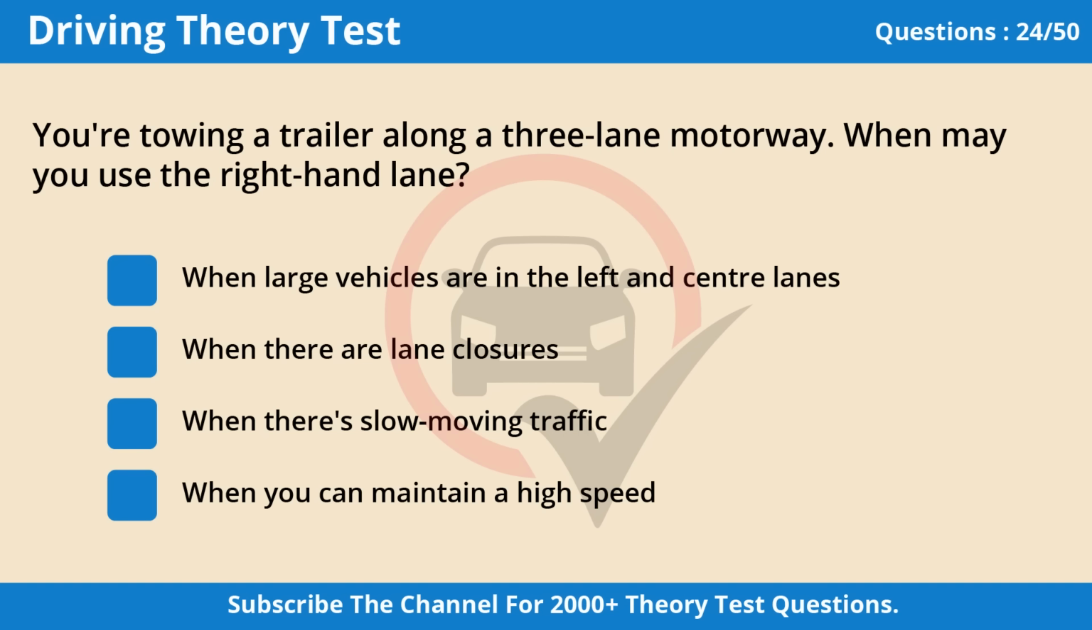Question 24. You're towing a trailer along a 3-lane motorway. When may you use the right-hand lane? A. When large vehicles are in the left and center lanes. B. When there are lane closures. C. When there's slow-moving traffic. D. When you can maintain a high speed.